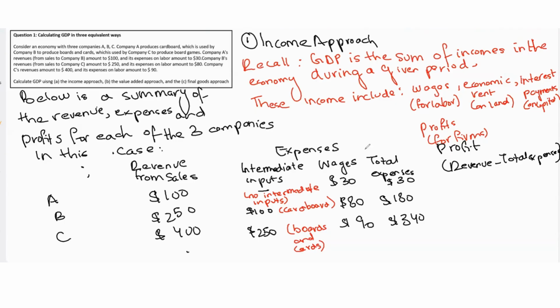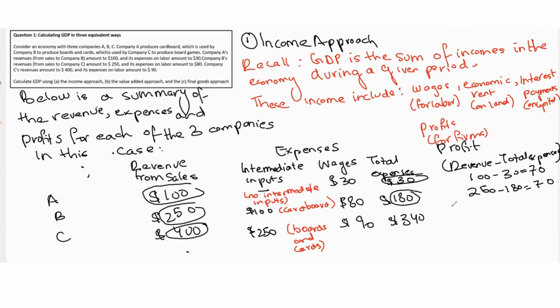Now we can find their profits as their revenue from sales minus their total expenses. So 100 minus 30 is equal to 70. Similarly, you can do it for company B. It's 250 minus 180, which is again 70. Similarly, for company C, 400 minus 340 is equal to 60. Now we have all the information that we need to apply the income approach.